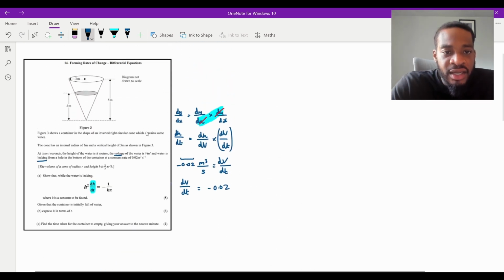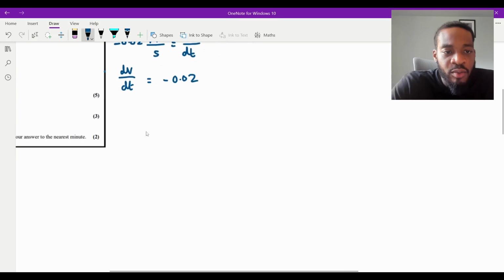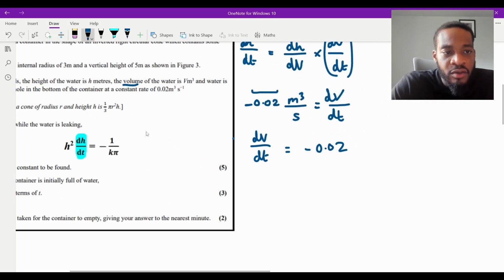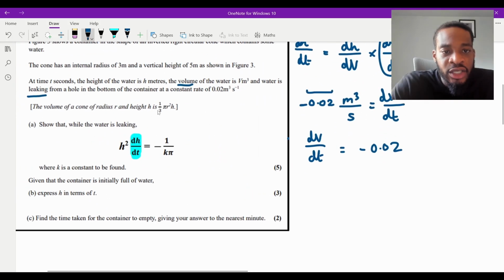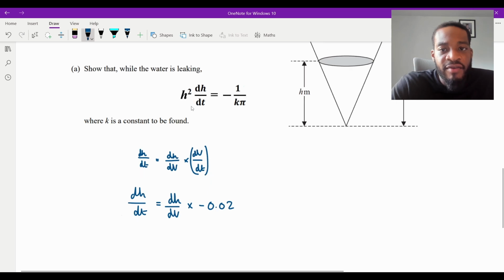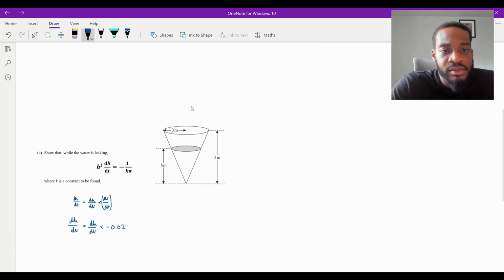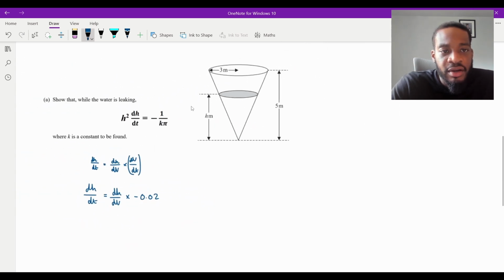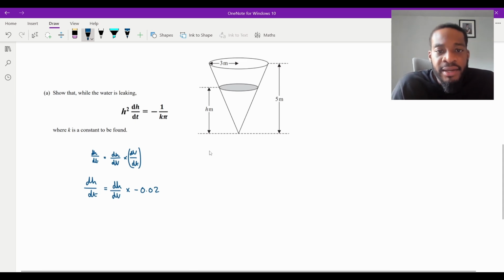Now, remember at the beginning, they actually gave us the formula for the volume of this cone, didn't they? The volume of a cone with radius r and height h is a third pi r squared h. So I'm going to write that there. I'm going to write V is equal to a third pi r squared h.